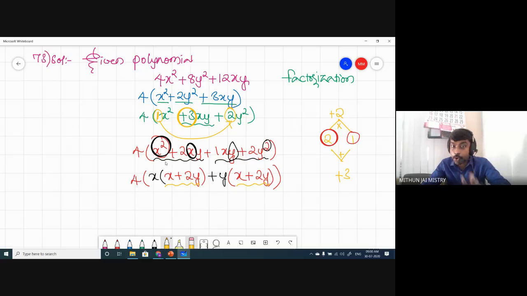Now, 4 terms: x square, one term; 2xy, second term; 1xy, third term; 2y square, fourth term. Those 4 terms have become 2 terms now. What is that? X into x plus 2y. Here I am saying into, means this all is 1 term, and y into x plus 2y is also 1 term. In both the terms, children, x plus 2y is common. You can see x plus 2y is there both times, right? Now you can take x plus 2y as common. Got it? So 4 is outside as it is.